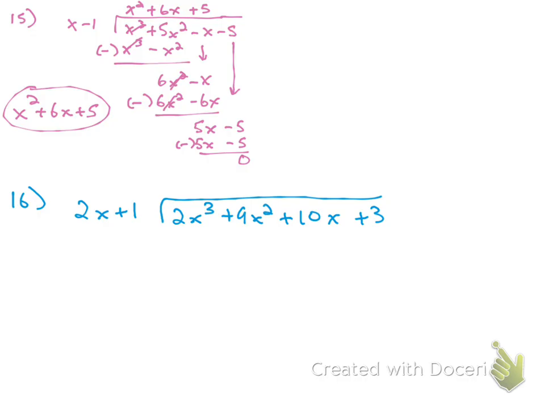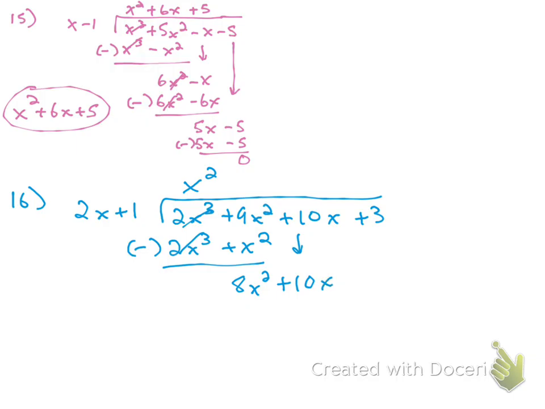So I would multiply by x, distribute to both. That'll give me 2x. Oh, no, it won't. I'll multiply by x squared. Distribute to both, and that'll give me 2x cubed plus x squared. Subtract, they cancel. Minus x squared, that gives me 8x squared. Bring down the 10x. I'll multiply by 4x, distribute to both. That gives me 8x squared plus 4x.